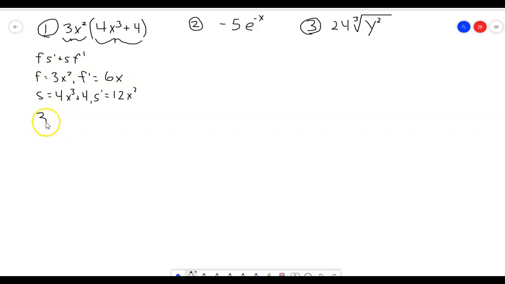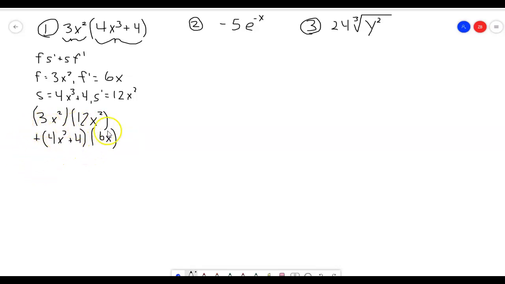So here's all the information I need in order to put into my derivative formula. It's the first function, 3x squared, times the derivative of my second function, so that would be times 12x squared, plus my second function, 4x cubed plus 4, times the derivative of my first function, which is 6x. All right, a bunch of mess.